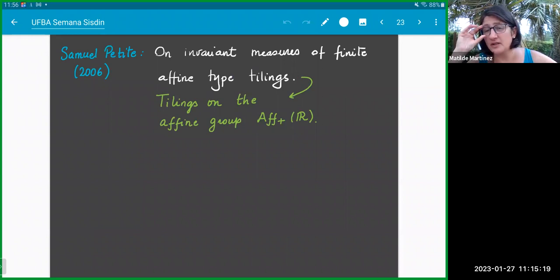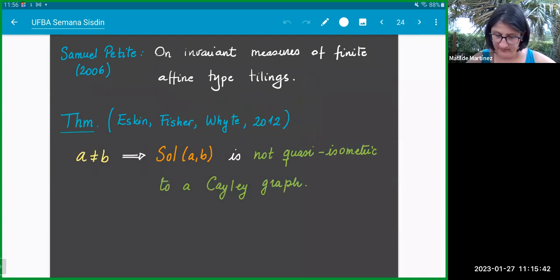So we're doing a construction which is similar to and inspired by a paper by Samuel Petit, who did something on the affine group. The affine group is the group of affine transformations of the line, but this group, so AB, has an interesting feature which the affine group doesn't have, which is the following. It was proved by Eskin, Fisher, and Whyte. They proved that if A is different from B, this group SOL AB is not quasi-isometric to a Cayley graph. And this is what makes it interesting for us, okay?